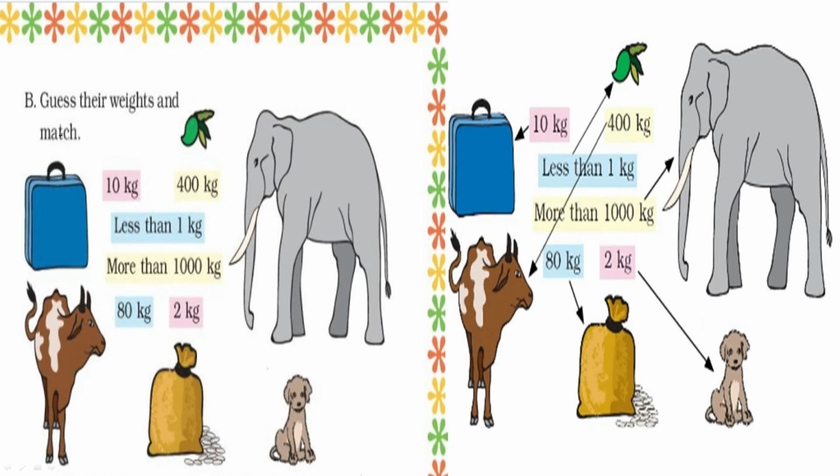Guess their weights. Match. 10 kilogram the suitcase, 80 kilogram the sack, 2 kilogram the dog, 1000 kilogram an elephant, 400 kilogram cow. Like that you can match it.